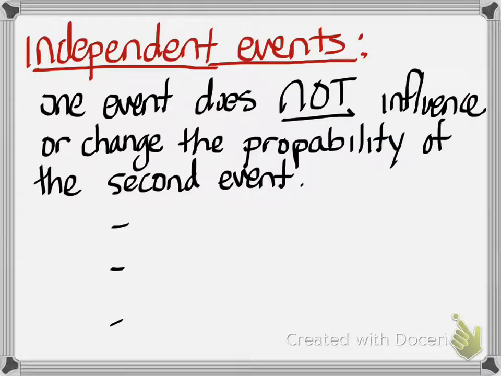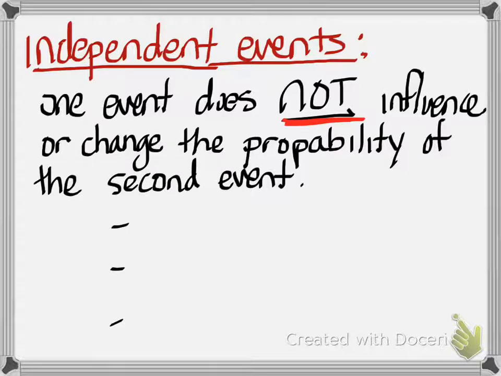Independent events. Here's our definition. One event does not influence or change the probability of the second event. What that means is I can do one thing and then do another, and neither one changes by doing them both. I can flip a coin and spin a spinner. Just because I flipped the coin doesn't change the spinner and how many different colors I can land on. So some events, even though I'm doing two things at once, they're not going to affect each other.